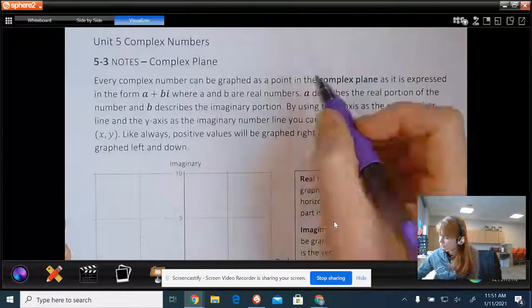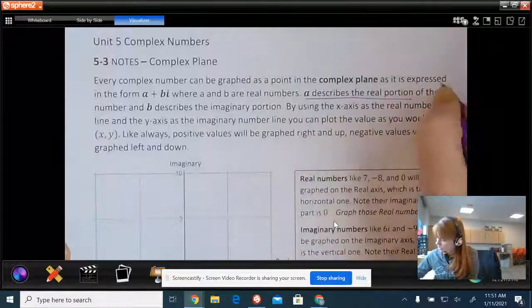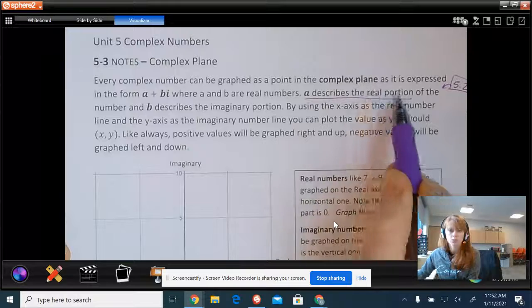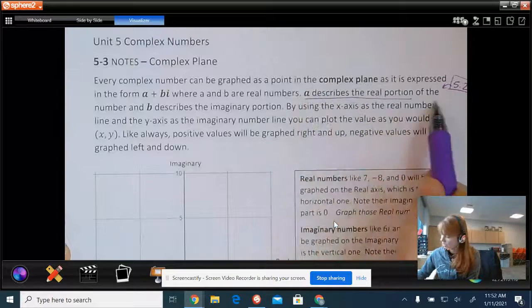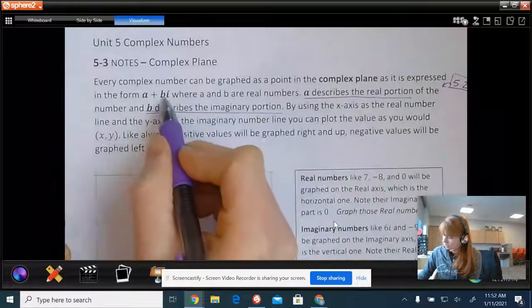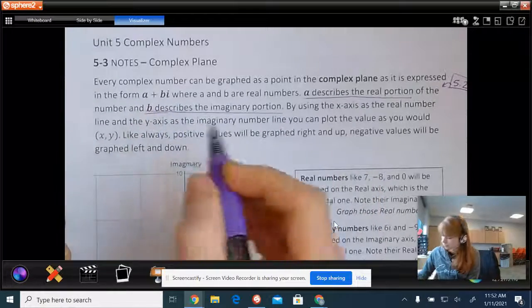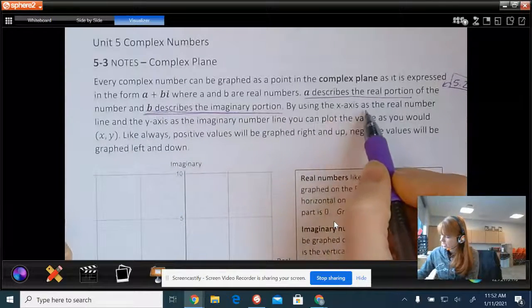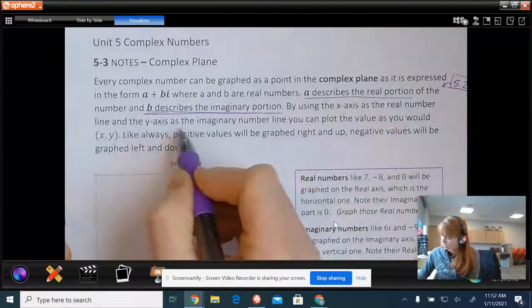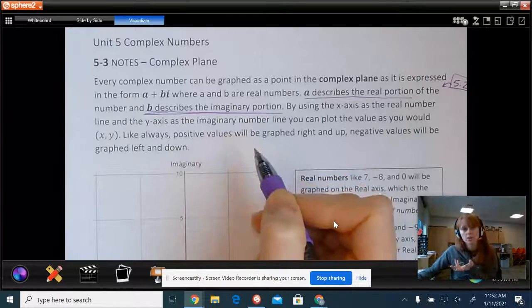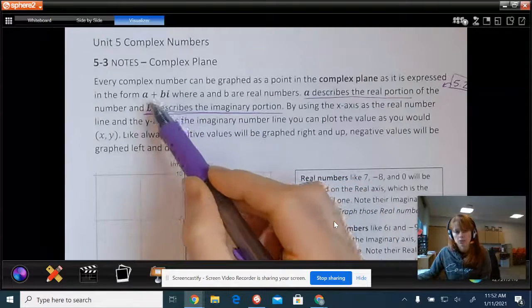A describes the real part. That's what we saw in 5.2. Right? So we identified our real portion is a of the number, and b describes the imaginary portion. So our a and our b. We graph by using the x-axis as the real number line and the y-axis as the imaginary number line. So it's a lot like what we've done before. It's just we're going to see numbers in a different way.